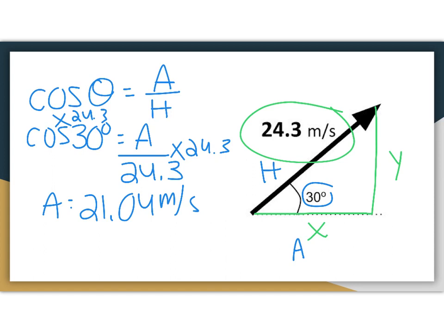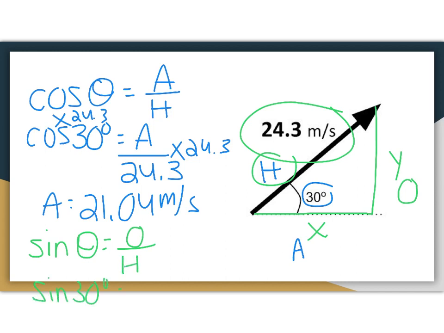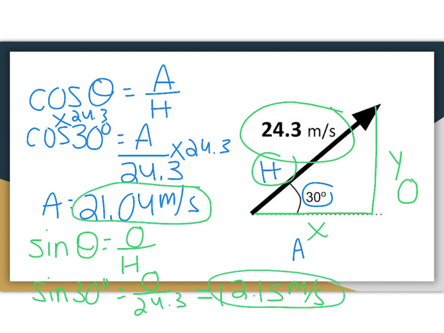So we're going to do something very similar on the other side. So on my y side, this is my opposite, and then I have my hypotenuse. So opposite over hypotenuse, that's the sine, so I'm going to use sine theta equals opposite over hypotenuse. So I have sine of 30 degrees equals opposite over 24.3. So for this, I'm going to get 12.15 meters per second. So this is a very common problem that we're going to be looking at this unit when we're talking about angles.